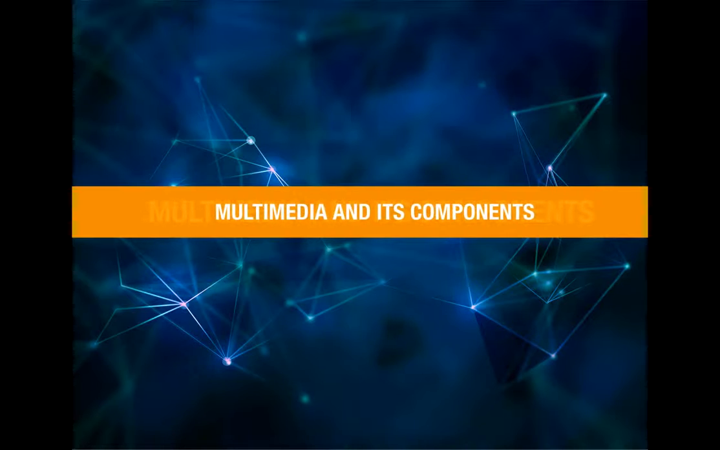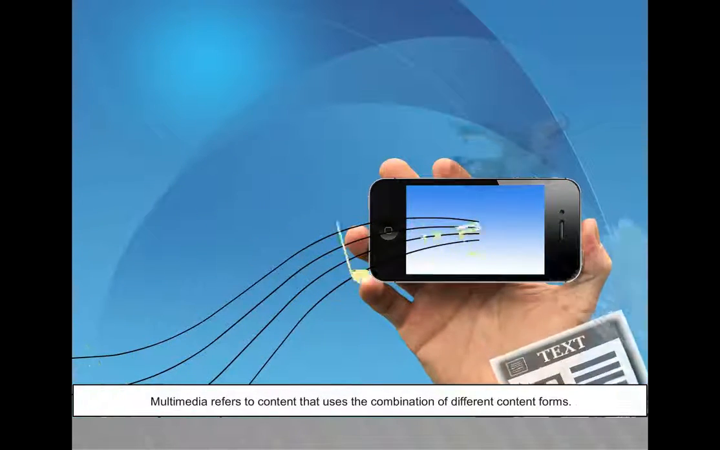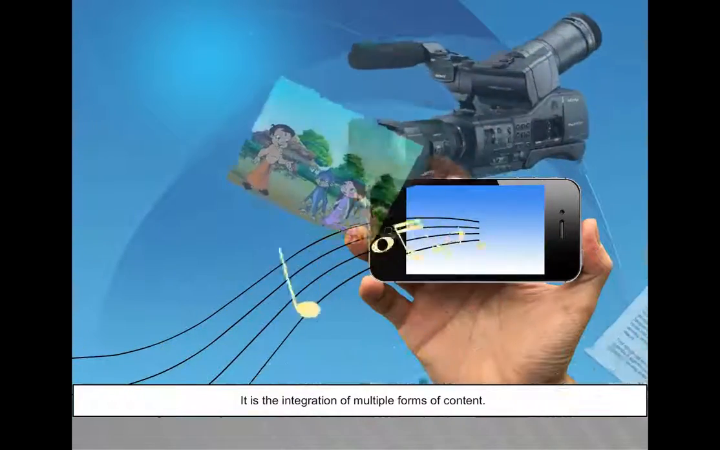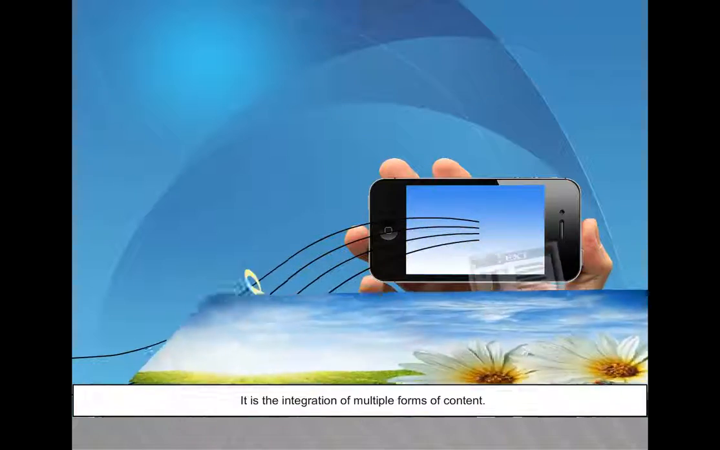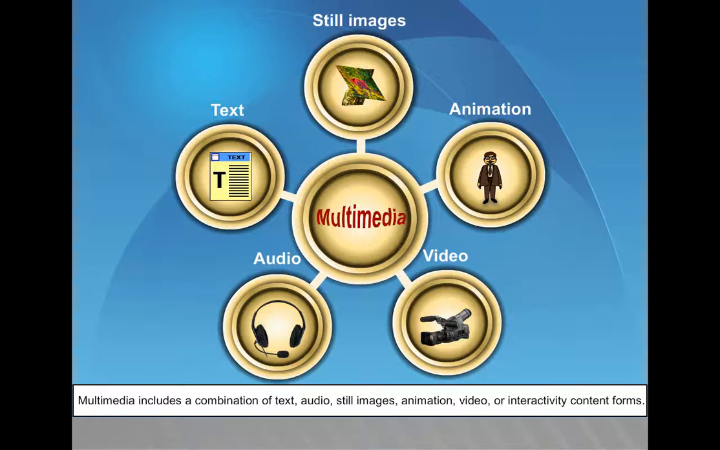Multimedia and its components. In this video, we are going to see about multimedia and its components. Multimedia refers to a content that uses a combination of different content forms. It is the integration of multiple forms of content. Multimedia includes a combination of text, audio, still images, animation, video, or interactivity content forms.